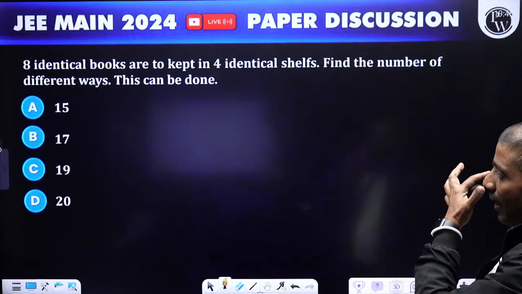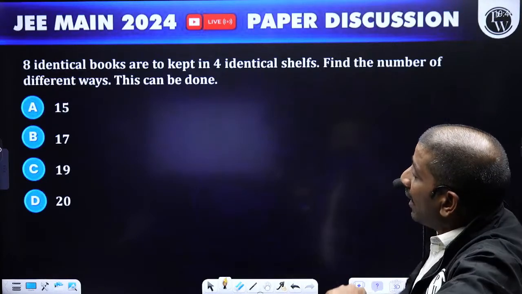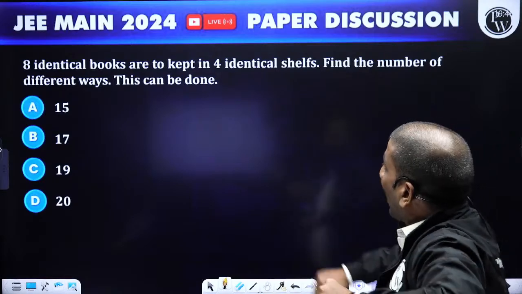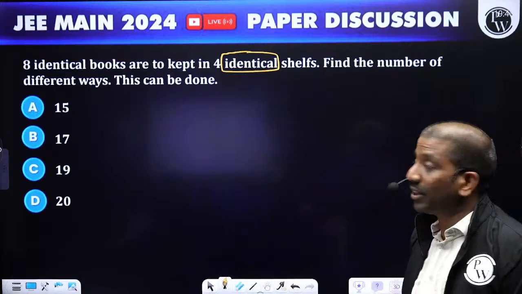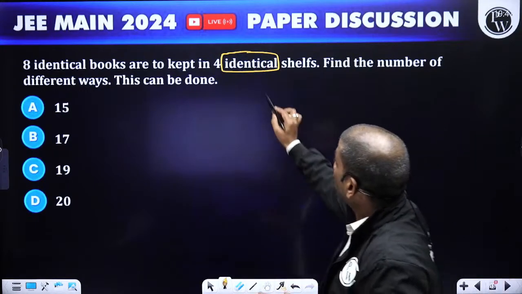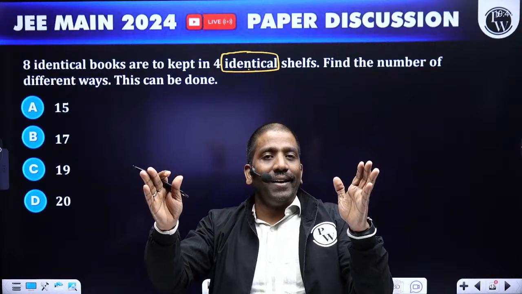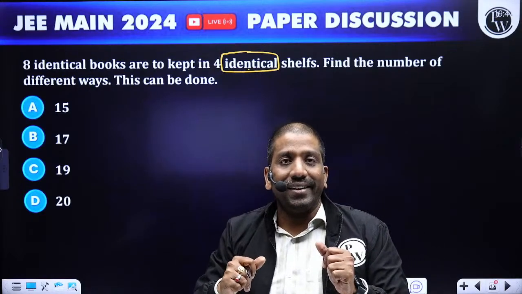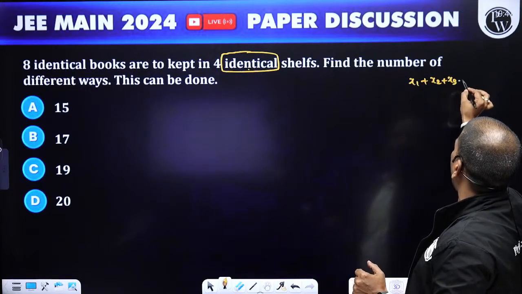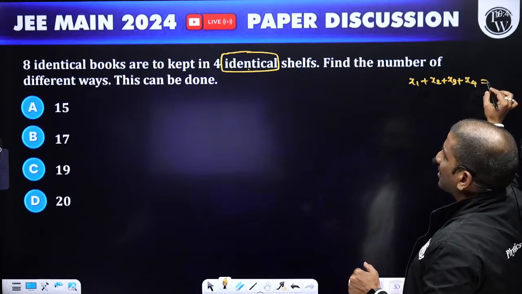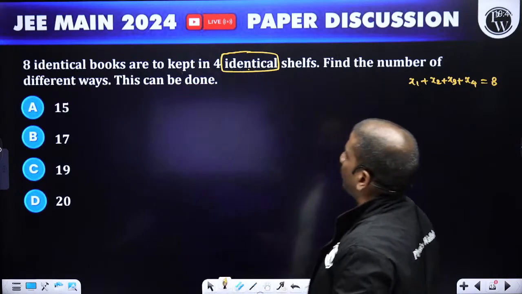Right, next. Another important question, but we need to do this question carefully. Why? Because 8 identical books are kept into 4 identical shelves. Some of you have a doubt here: identical or different. Suppose it is a different-shelves question, in just one step the direct integral solutions formula can be applied. So x1 plus x2 plus x3 plus x4, 4 shelves, the sum is equal to 8. Find the number of different ways this can be done.